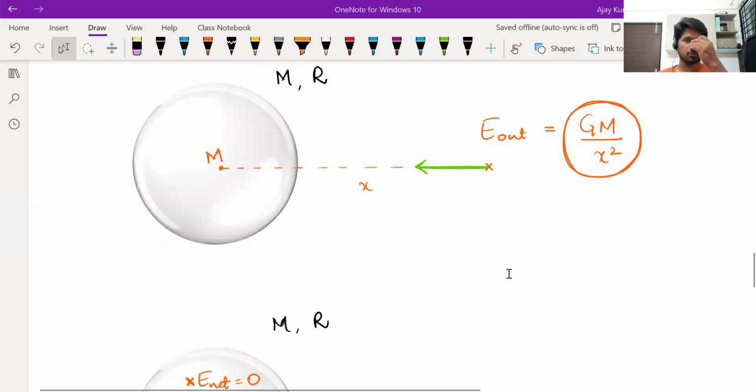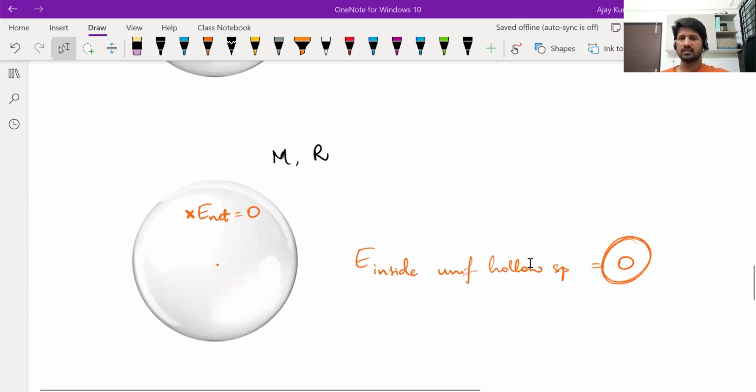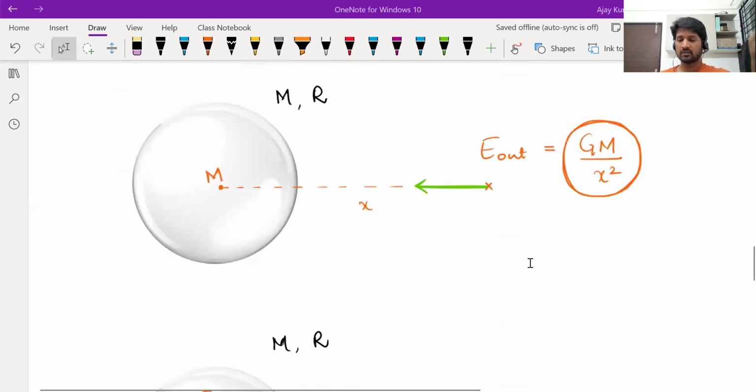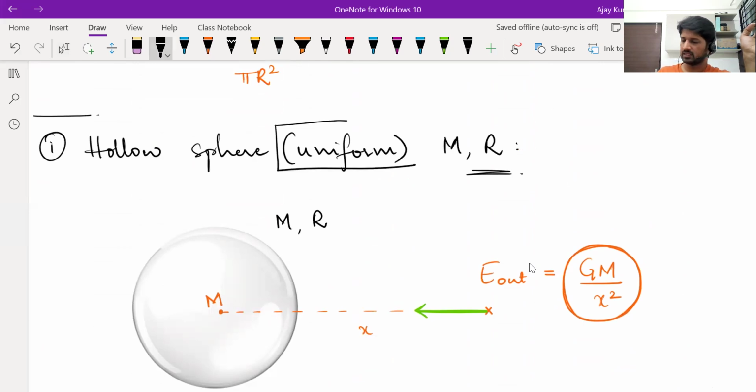Okay, so the formula for the gravitational field produced by a hollow sphere outside it is GM by x square, just like that of a point mass. And inside the hollow sphere, the gravitational field is 0. Remember, this is true for uniform spheres. If the sphere is non-uniform, we can't guarantee whether this formula is applicable or not. For both outside and inside, we can't say. Okay.